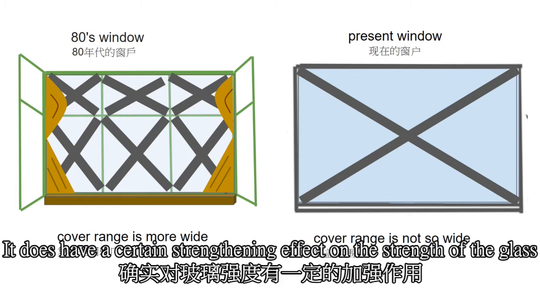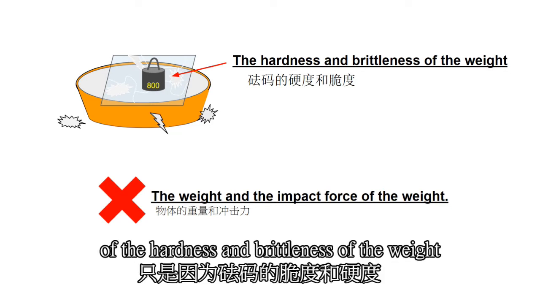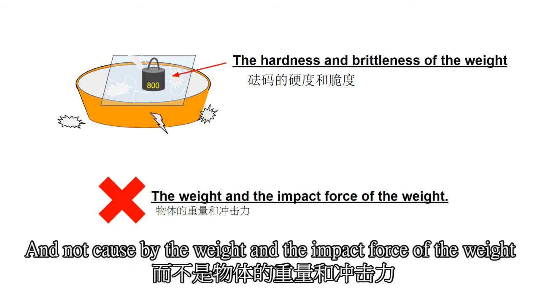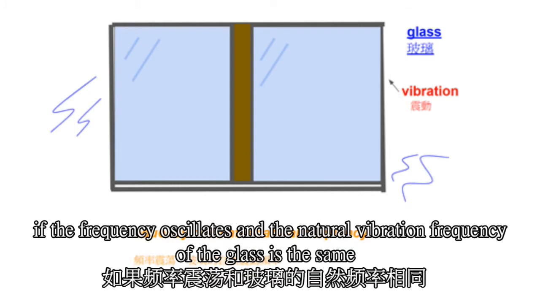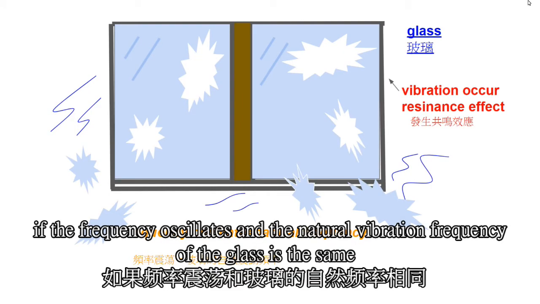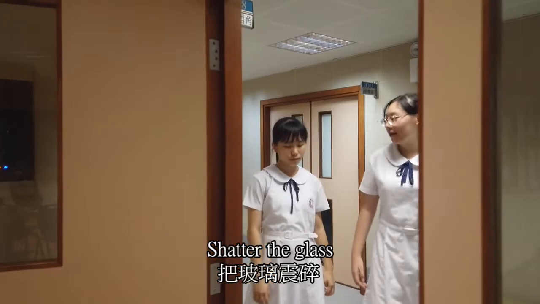It does have a certain strengthening effect on the strength of the glass, but in your experiment, the glass breakage is caused by the hardness and brittleness of the weight, and not by the impact force of the wind. The main reason glass breaks is that the wind speed is too high, leading to glass vibration. If the oscillation frequency and the natural vibration frequency of the glass are the same, a resonance effect occurs and shatters the glass.